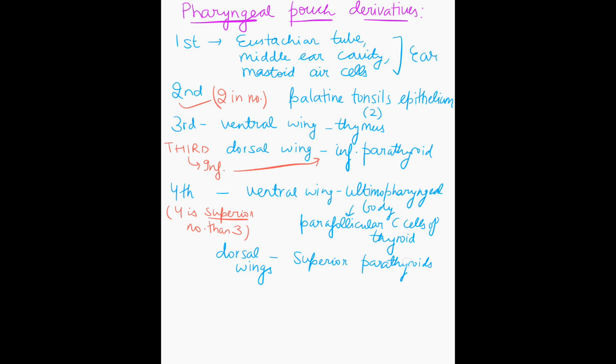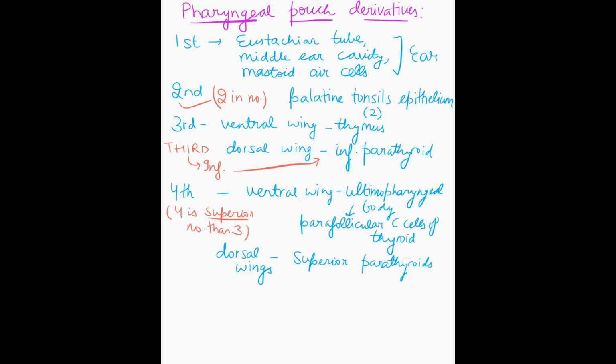Then second, number two. Two in number in our body are tonsils. Palatine tonsil epithelium is made by the second pouch. Then the third pouch. The third and fourth pouches both have ventral and dorsal wings. In the third pouch, the ventral wing gives rise to the thymus, and the dorsal wing gives rise to the inferior parathyroid. How will we remember inferior parathyroid? In the third, I is coming, so inferior parathyroid is from the third. Then 4 is the superior number. So the superior parathyroid originates from the dorsal wing, and from the ventral wing we have the ultimopharyngeal body that gives rise to parafollicular C cells of the thyroid.